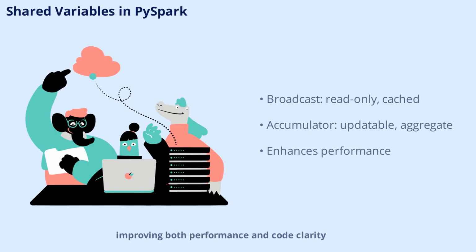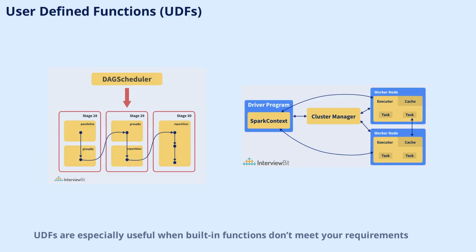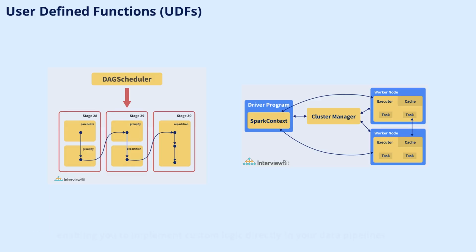PySpark UDFs, or user-defined functions, allow you to extend PySpark's capabilities by writing custom Python functions and applying them to data frames. You simply define a Python function, register it as a UDF, and use it within your data frame operations. UDFs are especially useful when built-in functions don't meet your requirements, enabling you to implement custom logic directly in your data pipelines.